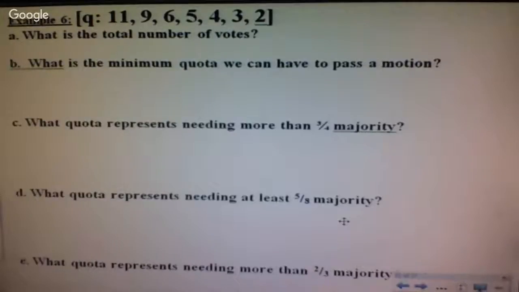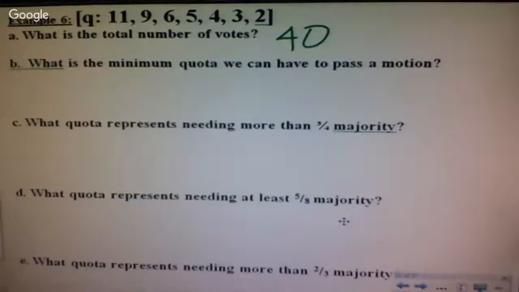Somebody says 40? You're wrong. They are correct, it's 44. I'm playing 40. It's 40. So if I have a total of 40, what's the minimum quota that I can ever have?